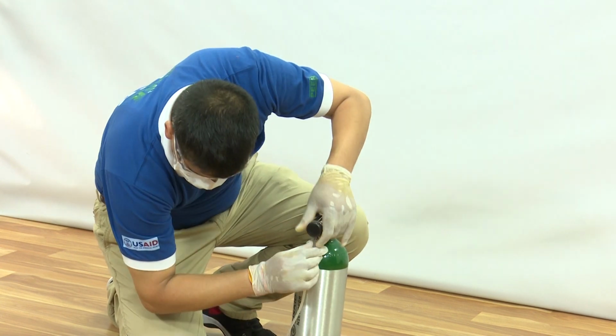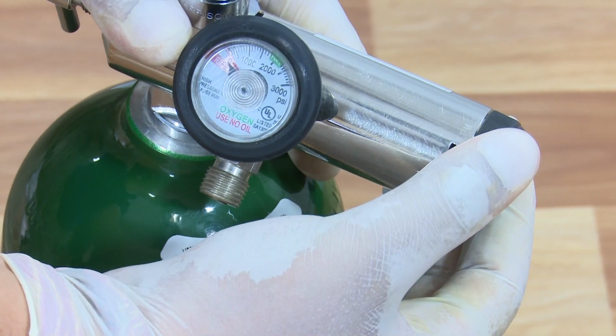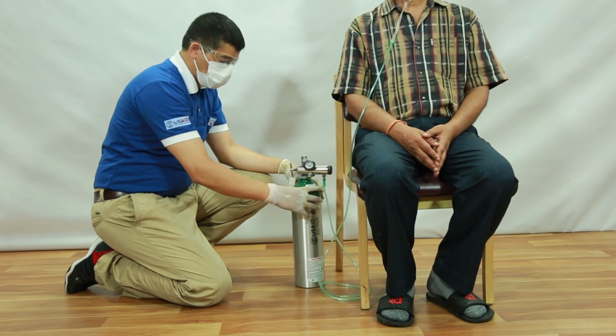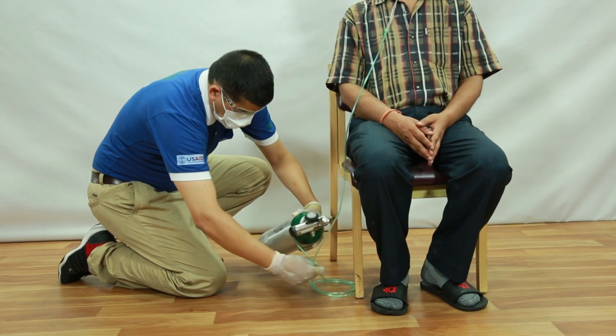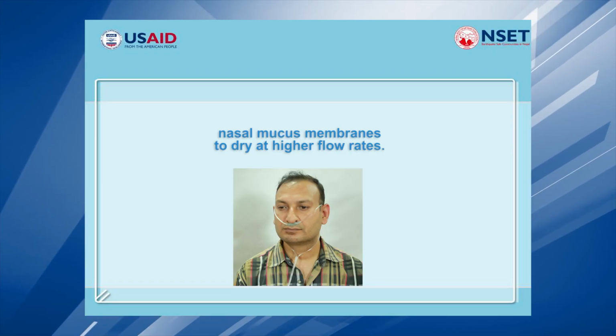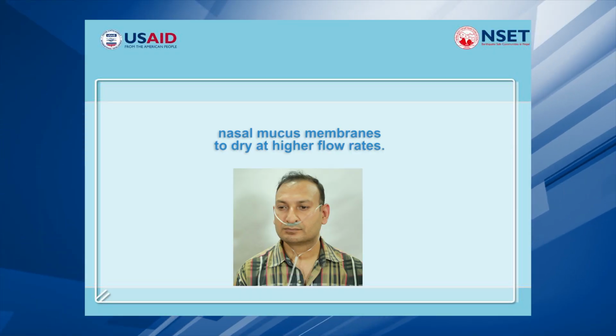Each liter increases the oxygen concentration by 3 to 4%, in which it delivers 25 to 45% oxygen concentration. Nasal mucous membranes dry at higher flow rates.